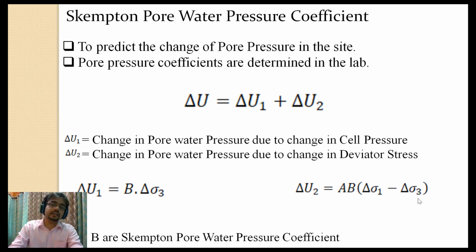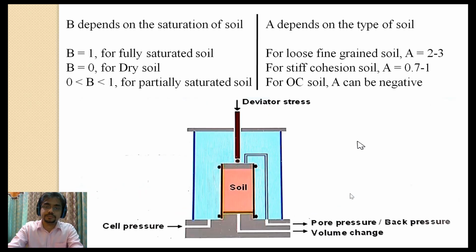For a very loose fine-grained soil, A should be within the range of 2 to 3. For a stiff cohesive soil, A should be within the range of 0.7 to 1. Just one thing we need to know, that for over-consolidated soil, A can be negative also, which is known as a negative water pressure. We will discuss it in our next video, where we are going to discuss the difference between the normally consolidated soil and the over-consolidated soil. For right now, we must remember that for over-consolidated soil, the A value can be negative.